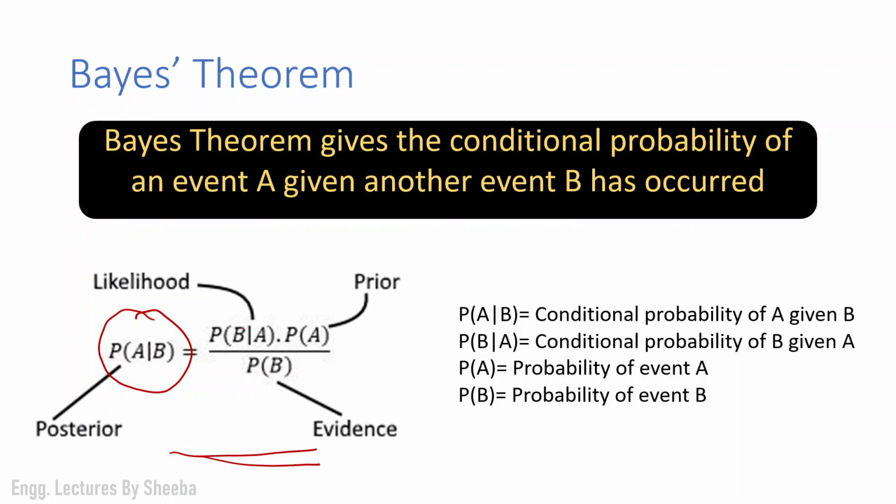What is this one? That is equal to probability of B given A, that is the conditional probability of B given A, into probability of A divided by probability of B. So here probability of A given B is called posterior, probability of B given A is called likelihood, probability of A is called prior probability, probability of B is called evidence. So this is basically the Bayes theorem equation. So this equation will be used to find the conditional probability.